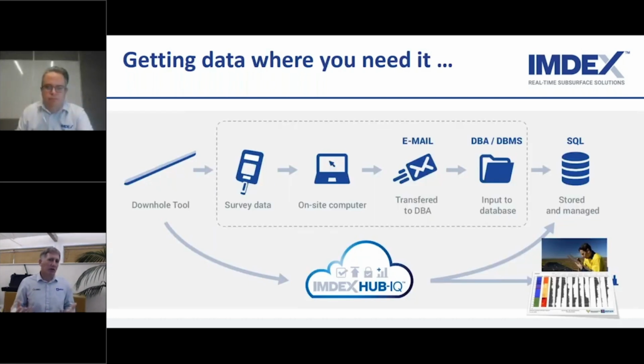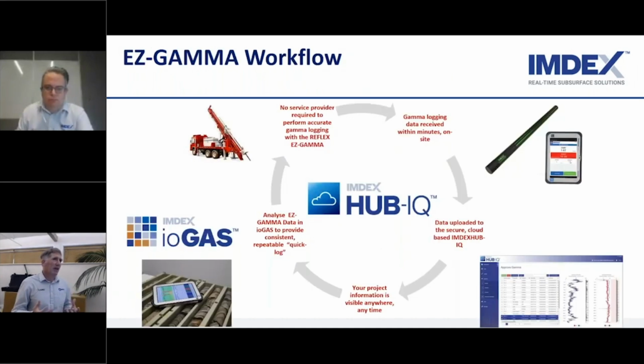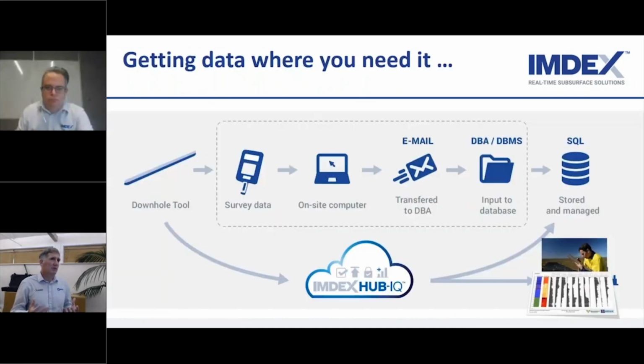One of the critical parts of solving that problem is to get data where you need it, in the form that you need it in. So one of the things we've been doing at IMDEX is developing our IMDEX Hub system, which is about transferring data in a seamless way to provide it as information to the geologist. The traditional method is taking a downhole tool and pulling that survey data off on a USB stick, for instance, transferring it to an on-site computer, emailing that raw data to a DBA and putting it into the database, getting it categorized, and then people start to look at it.